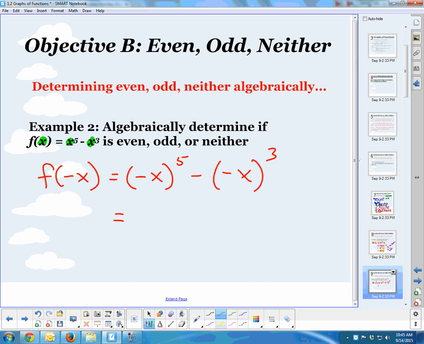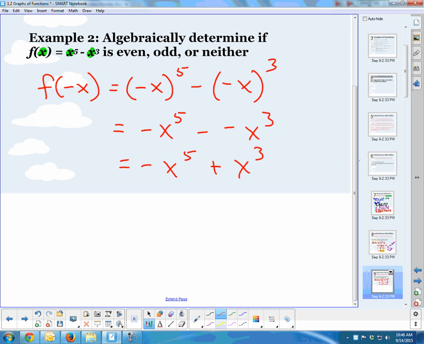Applying algebra, negative x to the 5th is negative x to the 5th. Now it's going to be minus a negative x cubed, which simplifies to negative x to the 5th plus x cubed, which does not look like the original function at all. The original function had x to the 5th minus x cubed. Here I have a negative x to the 5th plus x cubed. But I do note that I have the same terms with opposite signs, which means I can factor out a negative 1 and say it's really negative 1 times x to the 5th minus x cubed.